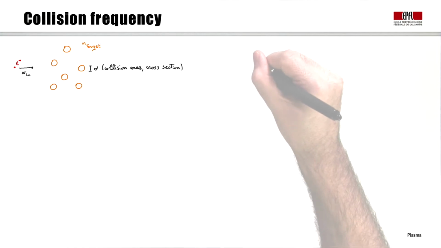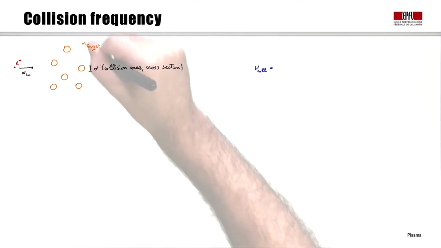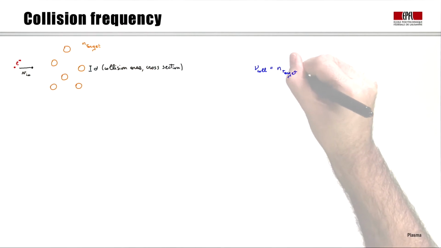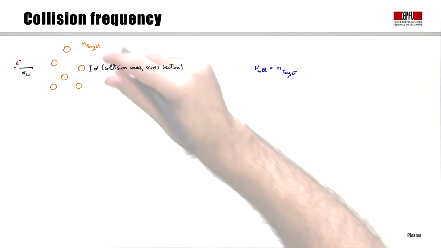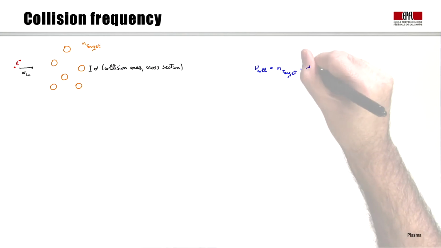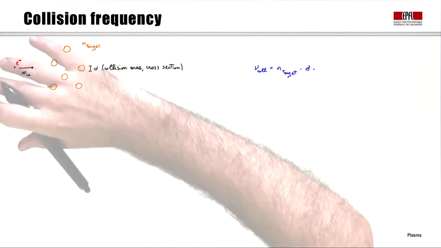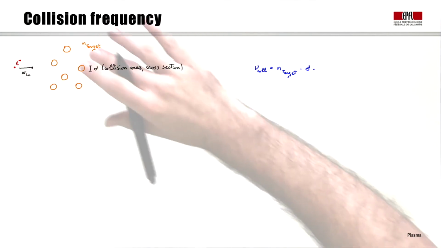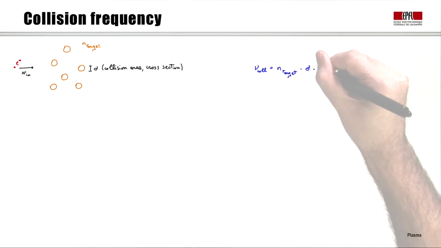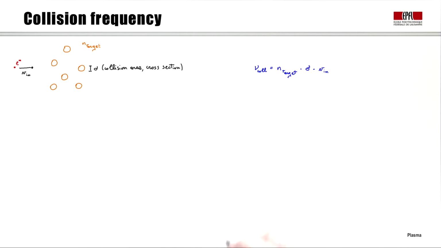Now the frequency of collisions will be proportional to the density of the target times the collisional area of each target particle, the cross-section, sigma, times the incoming velocity. The faster the electron goes through this target, the more particles it will effectively see in the unit of time. Therefore, the higher will be the collision frequency.